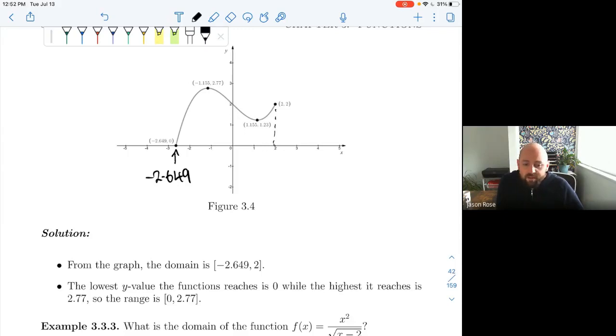And what is the range? So the range, you're looking for the lowest y value and the highest y value. The furthest down that curve gets is down here. So going across to the y-axis, that's at 0. The highest it gets is up here. And you can see from what's written there, that's 2.77. So 0 to 2.77 is the range for this one. Okay.